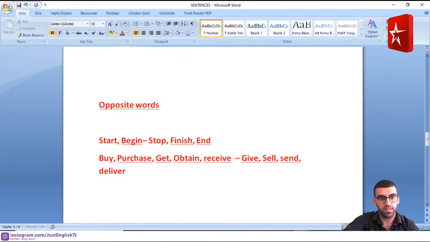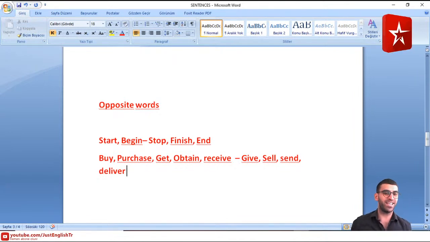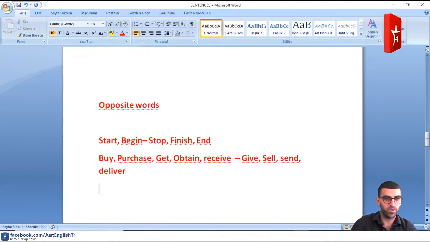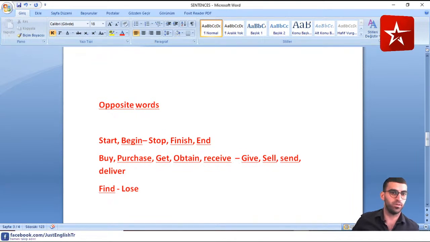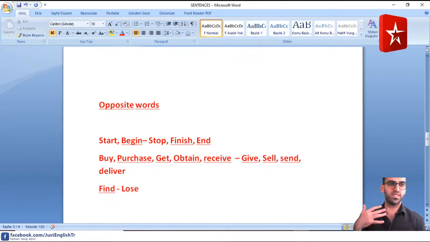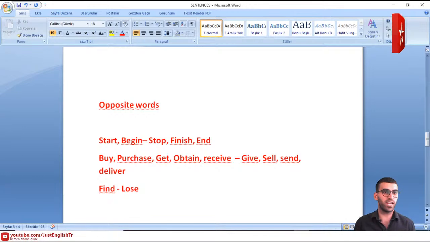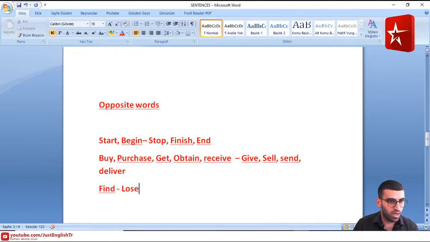They do not have lose. Lose is different. Lose means find and lose. We can use find, and we can use the opposite word like lose. Yes, find and lose. If you learn opposite words in English, it will help you to speak and be fluent in a short time.